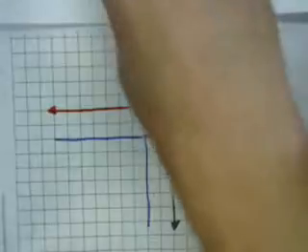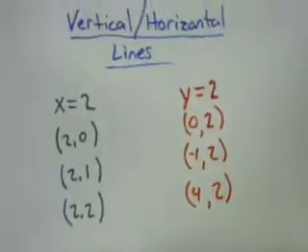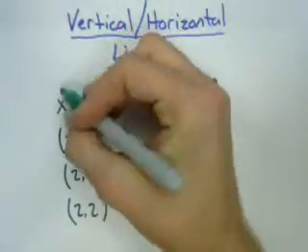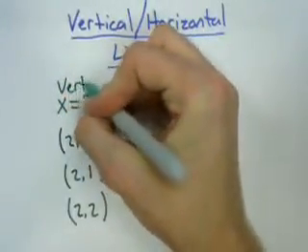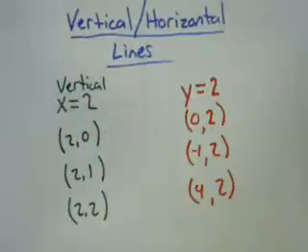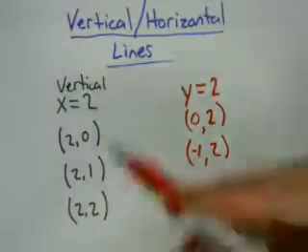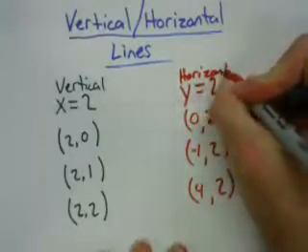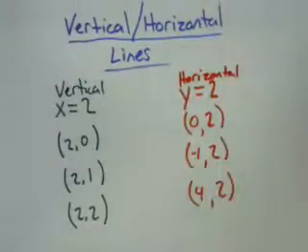Now here's the take home. At the end of the day, x equals 2. This is vertical. This is up and down. And at the end of the day, y equals 2 is horizontal. Okay? These are something you can take with you. These are kind of specialty lines, something you don't see as often as the other lines, but you will see them.